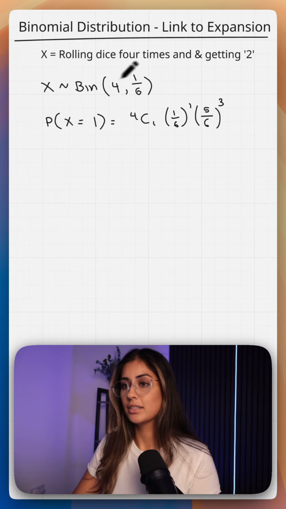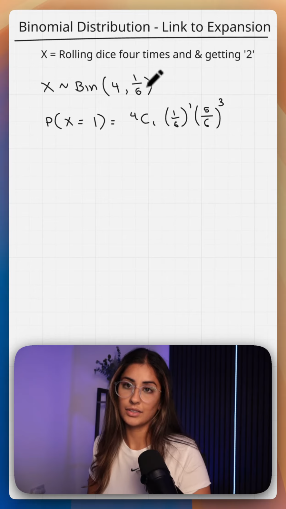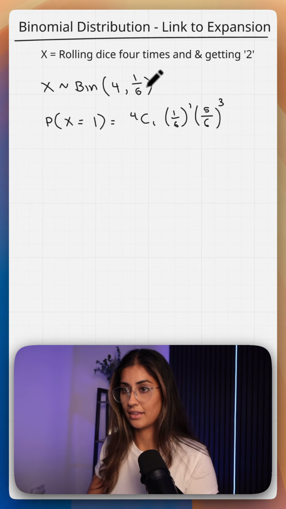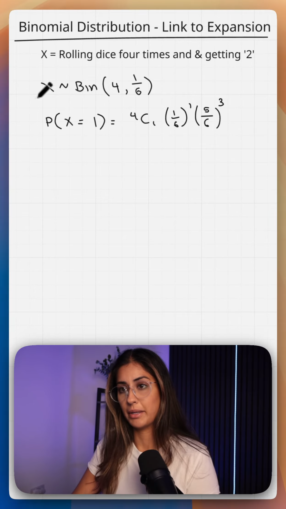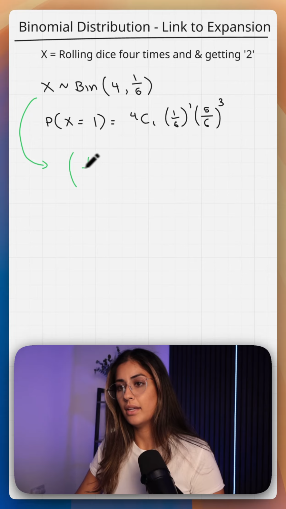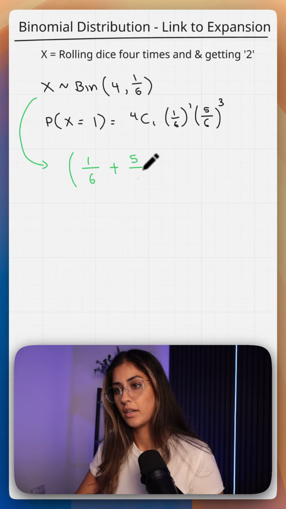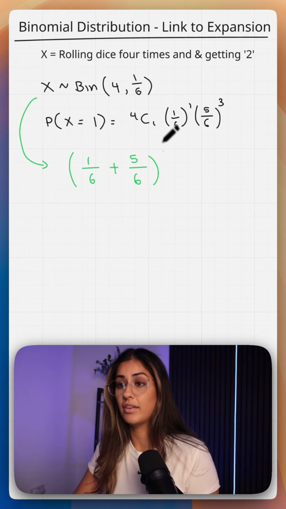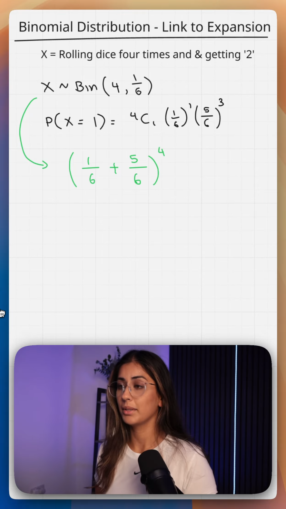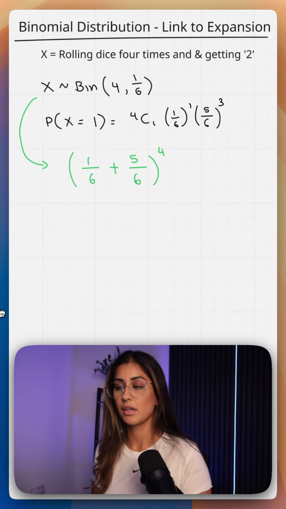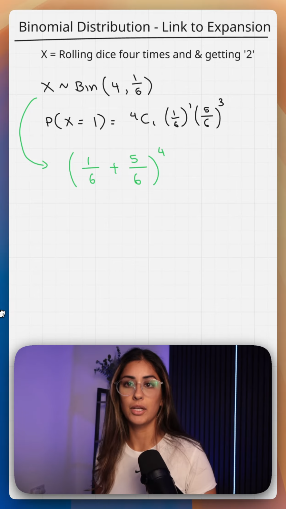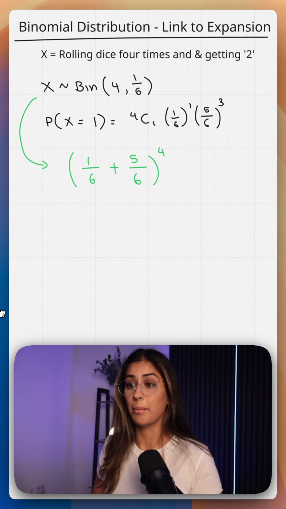And we said that the parameters of that event are n as 4 and p as a 6th. Another way you can visualize the binomial expansion from here is your p plus 1 minus p, which is 5 over 6, and you take it to the power of n, which is 4. If you don't know your binomial expansion, I'm just going to explain the patterns. If you're aiming for an A or A star, you shouldn't really be looking at the formula sheet. You should be able to spot patterns.